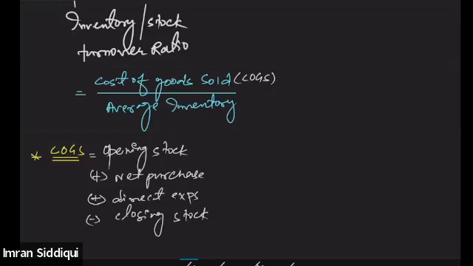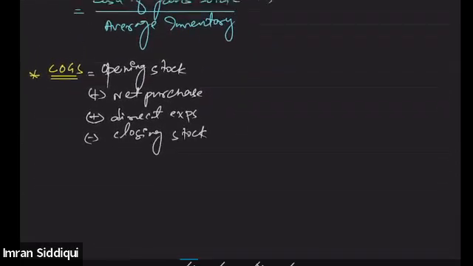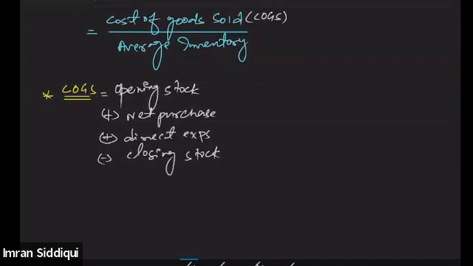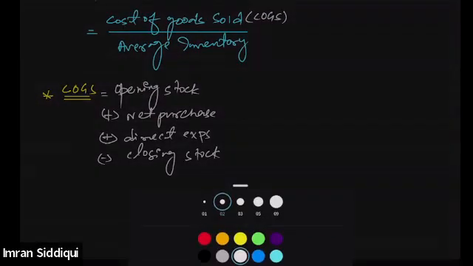I'm not sure whether you remember this or not. I think you must have covered it while covering the class 11 topic of final accounts, wherein students usually cover this topic, cost of goods sold. So you will have to remember the formula for finding out the cost of goods sold itself.